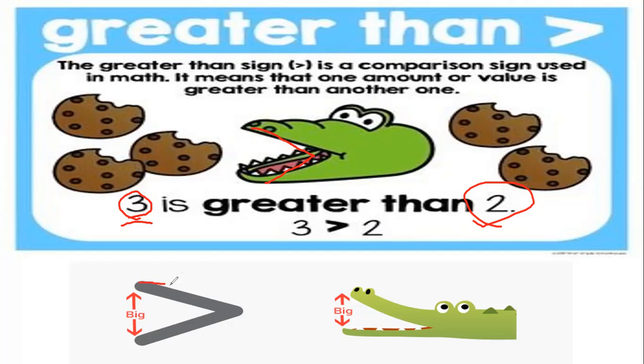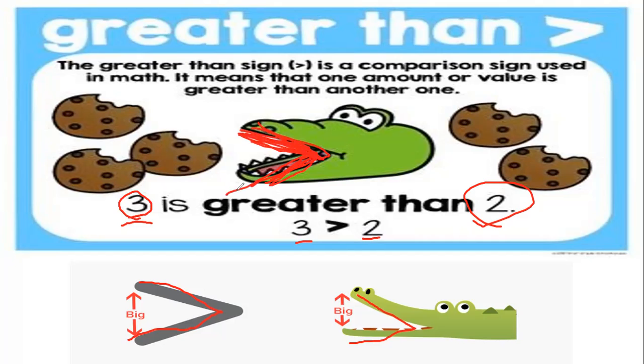Now this is the sign of the greater than number. The mouth is open. Look, the crocodile's mouth is open. It shows that it is the greater number. It wants to eat the bigger number. So there is 3 and there is 2, and now it wants to eat the bigger cookies or the more cookies. So the mouth of the crocodile is open to the greater number.